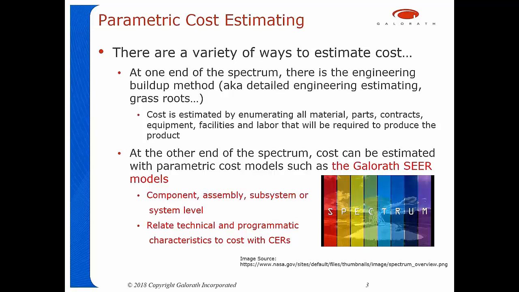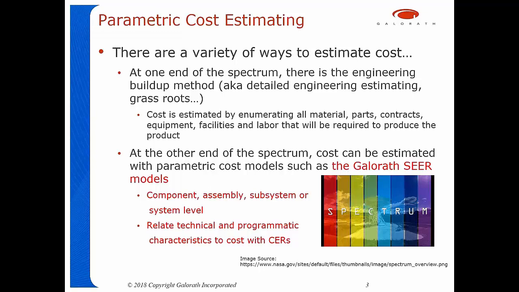There are a variety of ways to estimate cost. I like to think of it as a continuum or a spectrum of methodologies. At one end of the spectrum, we have the engineering buildup approach, also known as detailed engineering estimating, grassroots estimating, labor material estimating, and other names. With this approach, one has to enumerate all the requirements associated with accomplishing a project or a system being estimated. These requirements include the material and parts, the subcontracts, the equipment and facilities, the labor requirements by skill and time phase. And then in detailed engineering estimating, these requirements are translated into cost.